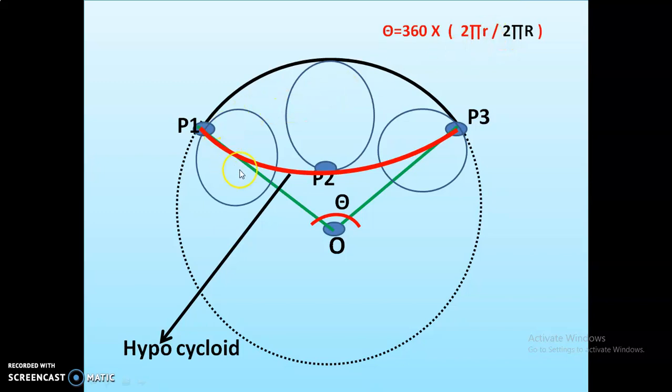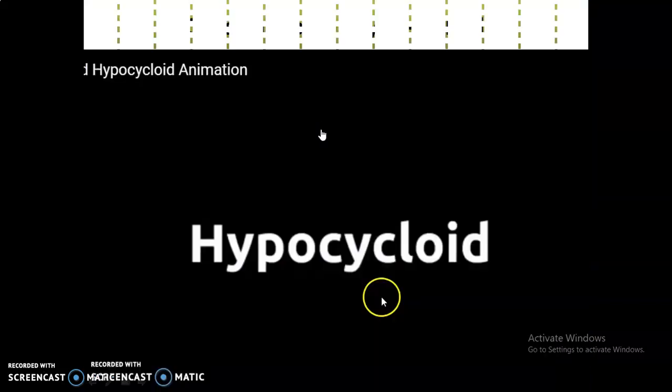Whenever the rolling circle rolls inside the other circle, it forms one arc. So P1 to P3 is one arc, and this arc will make some angle at the center of the base circle. That is theta, and we can find the theta value by using this formula. I hope you understand. This is how we get the hypocycloid curve when a circular body rolls inside another circle. Next we will see an animation video.